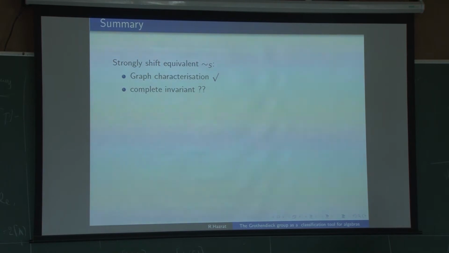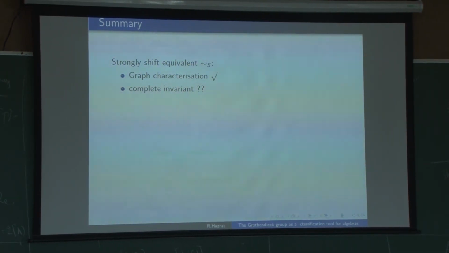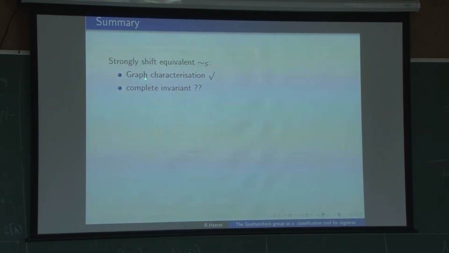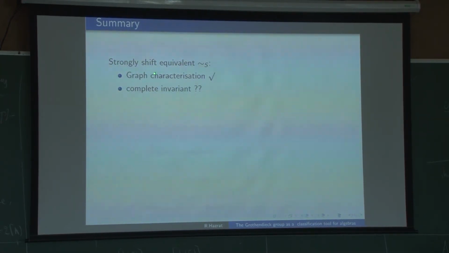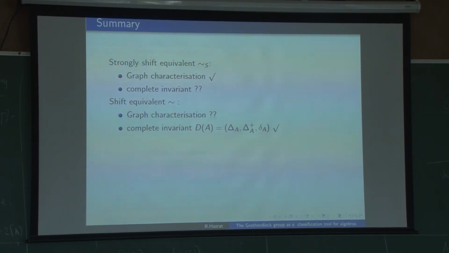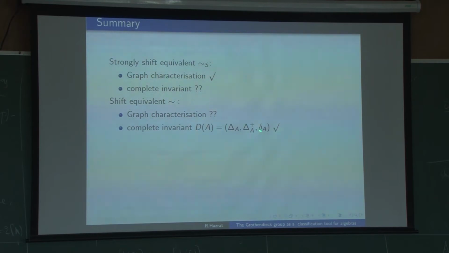Okay, let me summarize what we have done so far. Strongly shift equivalent, the definition that I go from A to B via these elementary ones. I have a graph characterization for that, out-splitting, but no complete invariant known. And people are telling me it's quite an active subject. People are trying to find a complete invariant for this. Then we have the concept of shift equivalent. No graph characterization known, still not known. But you have a complete invariant. It's called Krieger's dimension group, that thing here.